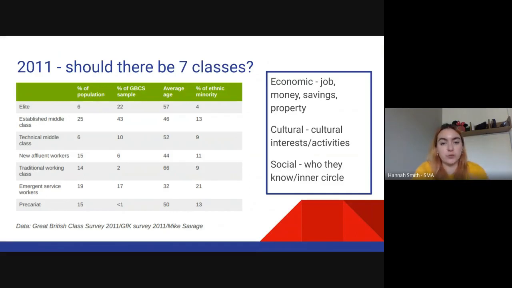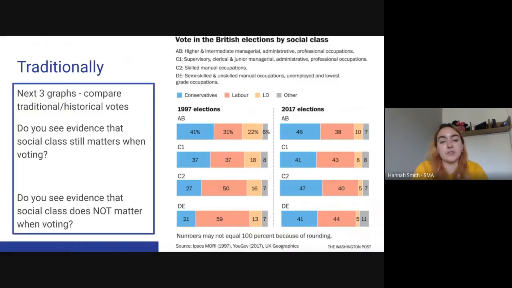And their social group as well, who they know. If you're mingling with all the A-list celebrities, you're pretty much not going to be in class E, are you? Probably not. So this was what they suggested here: the elite, established middle, technical middle, new affluent, traditional working, emergent services, and the precariat. This hasn't really taken off, but they are having discussions around what our social class is or should be. I'm going to stop this video here.